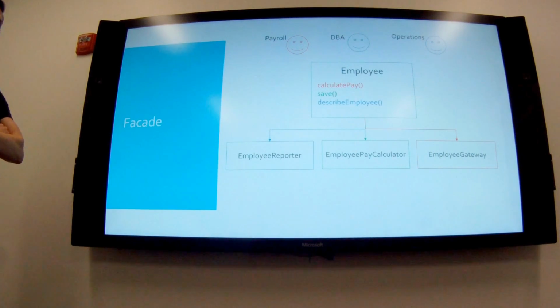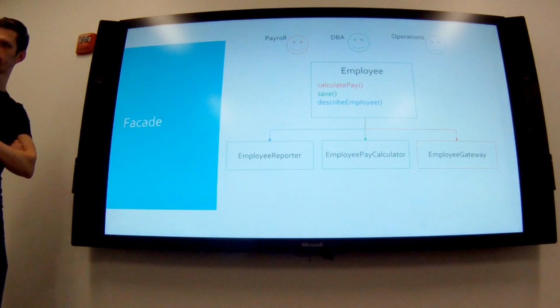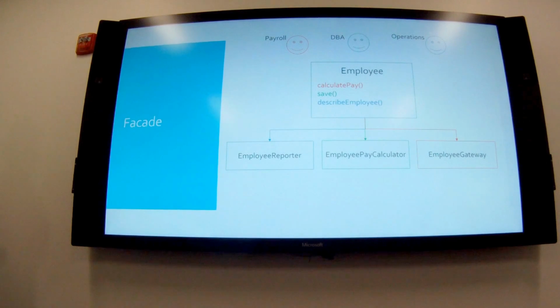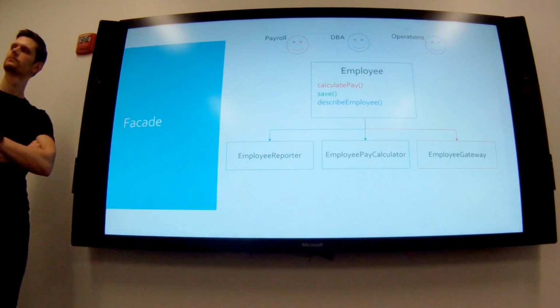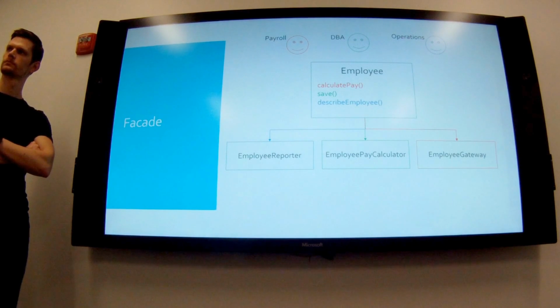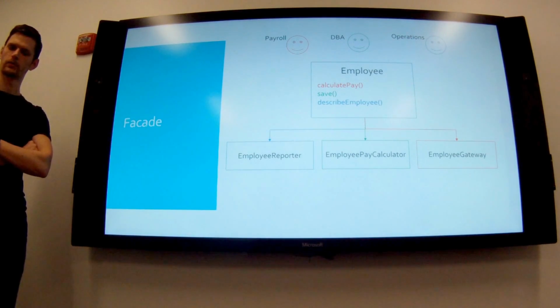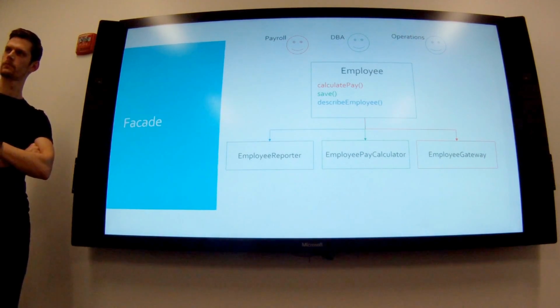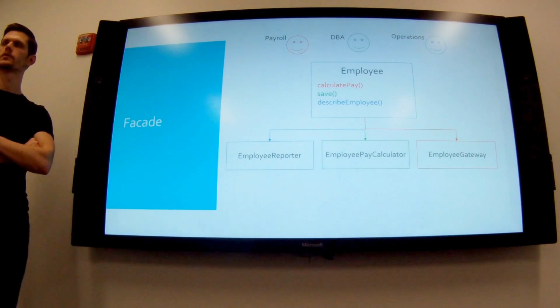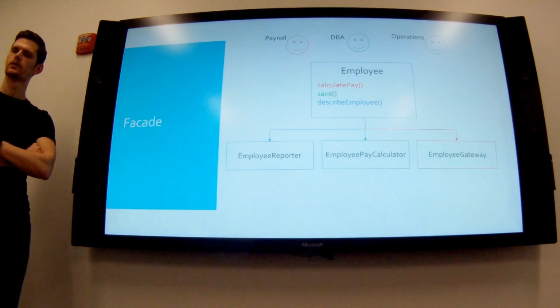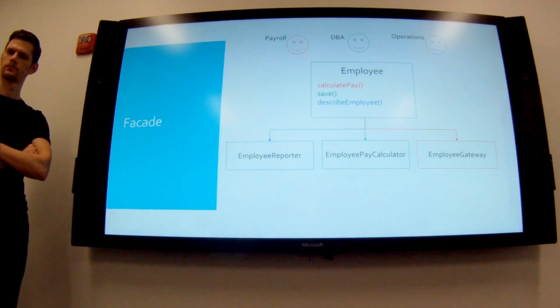And the facade. It's a lot more readable. If you're just jumping into the code, it's easier to look at and see, oh, this is where this is done, this is where this is done. I would be concerned that things would get duplicated, and you'd have to change things in the employee reporter, the employee pay calculator, and the employee gateway, instead of one particular place, which then increases maintenance.